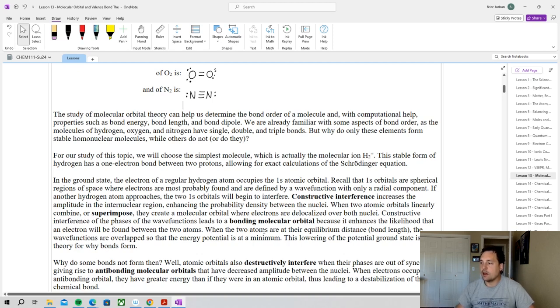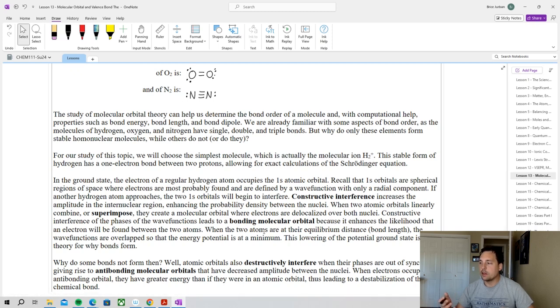When the two atoms are at their equilibrium distance, which is known as the bond length, the wave functions are overlapped so that the potential energy is now at a minimum, meaning they're at their most favorable distance from each other.